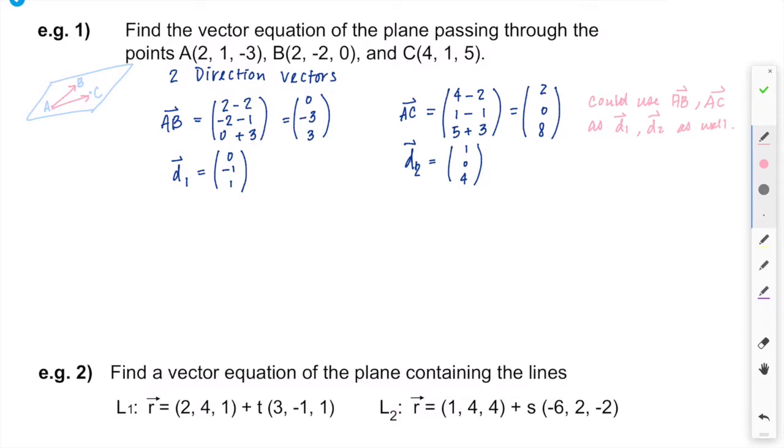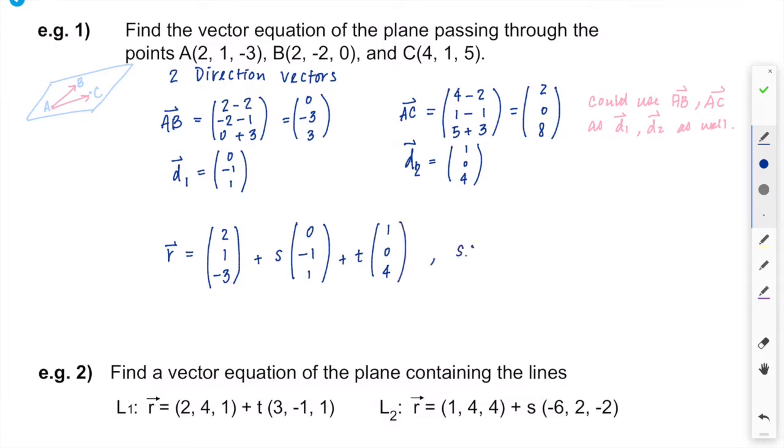Okay. So going back to writing out our vector equation of the first plane that we have, we only need one of the 3 points. Pick any one you want as the position vector. And as a result, the vector equation is 2, 1, negative 3, I've picked point A, plus s times 0, negative 1, 1, plus t times 1, 0, 4. And that's it. And of course, if you like, you can include the statement: s and t belong to the real numbers.